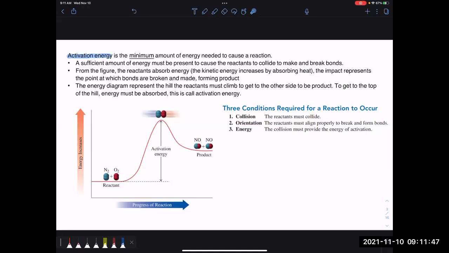So from this figure, the reactants absorb energy, so they're absorbing energy to the point where those bonds break, right here. And then they form a new product that actually has lower energy than the activation energy.